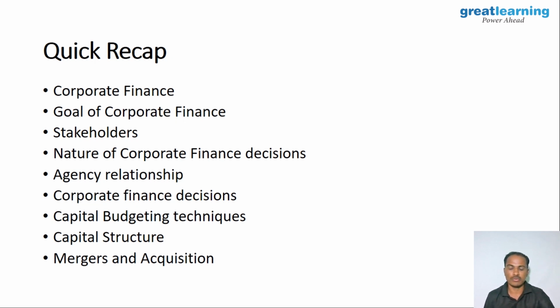So what is the goal of corporate finance? The ultimate goal of corporate finance is to maximize the value of stakeholders. Maximizing the value of the business is the ultimate goal. And we have discussed the stakeholders to the business. There are two categories: internal stakeholders and external stakeholders. Internal stakeholders are those people who are internal to the organization. They may be employees, managers, the board of directors, shareholders, internal auditors, or any other individuals internal to the organization.